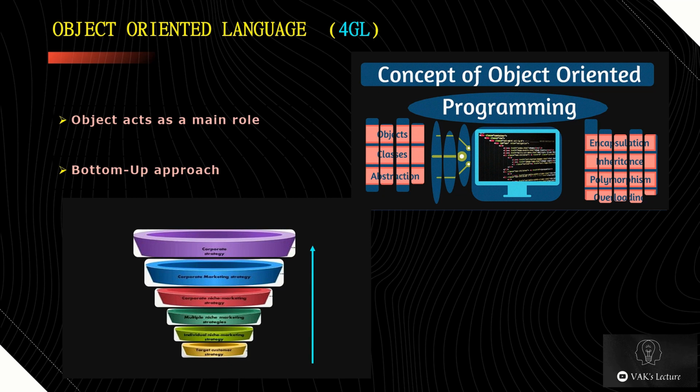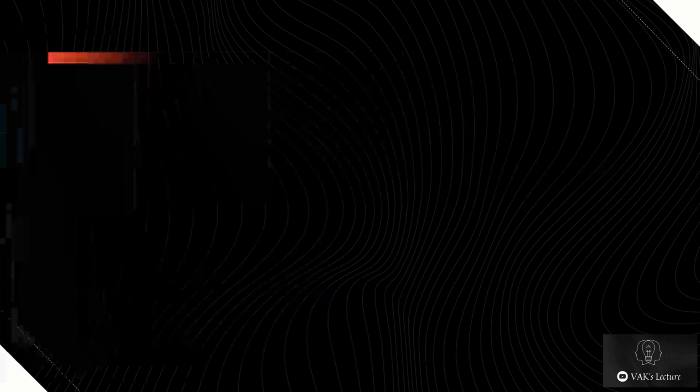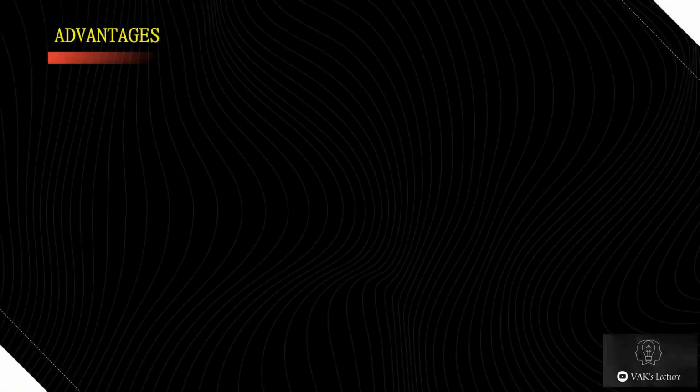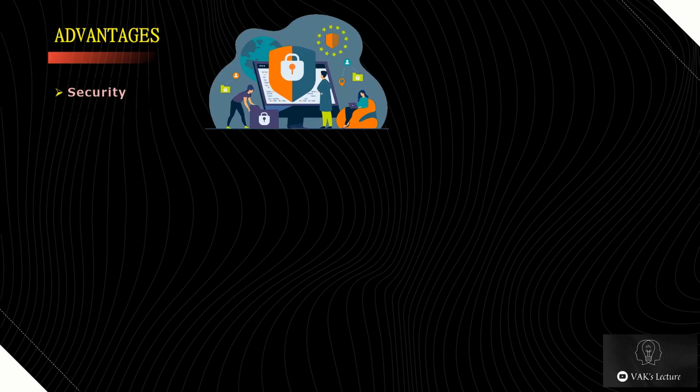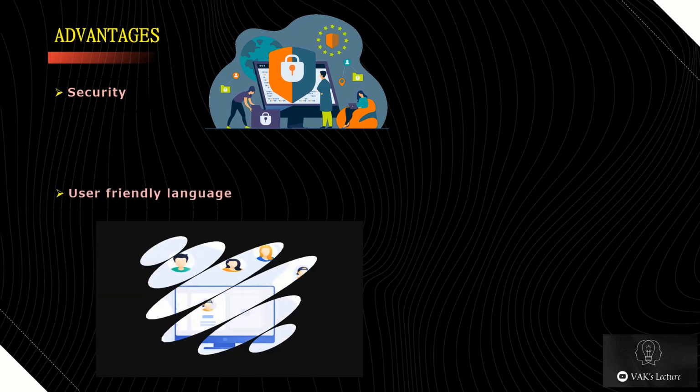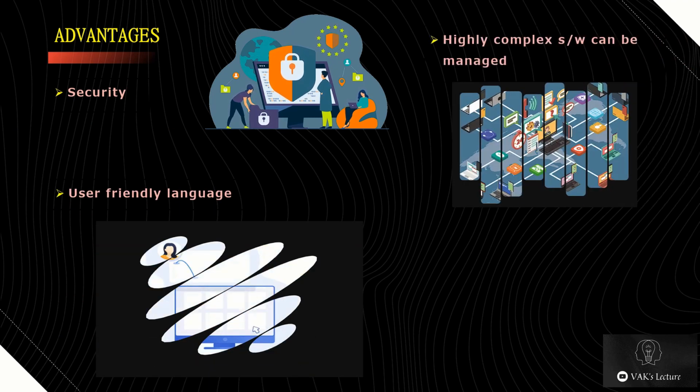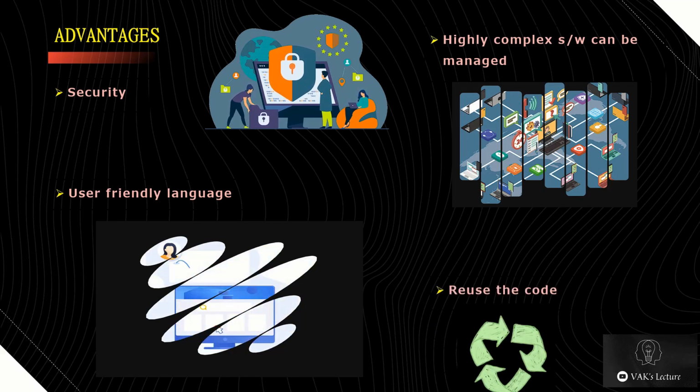The main features are data abstraction, encapsulation, inheritance, polymorphism, and overloading. C++, Java, PHP are examples of the object-oriented language. Now we will see some of the advantages of this language. Previously, whatever was mentioned, all those features are advantages only. And we can provide security to the data. It is a user-friendly language. And highly complex programs or software can be managed easily by using this language. And also, we can reuse the code.